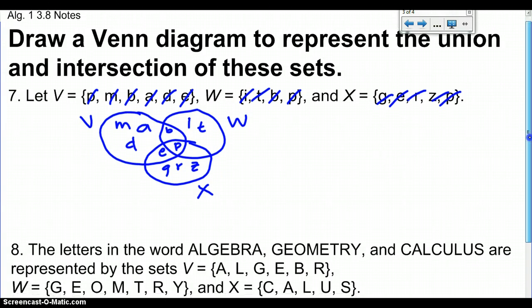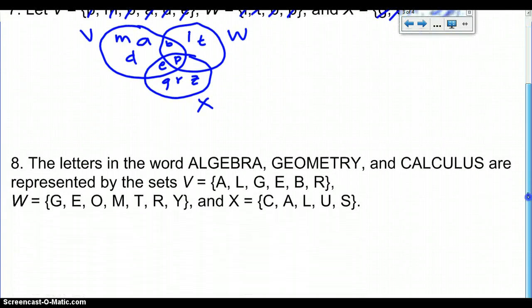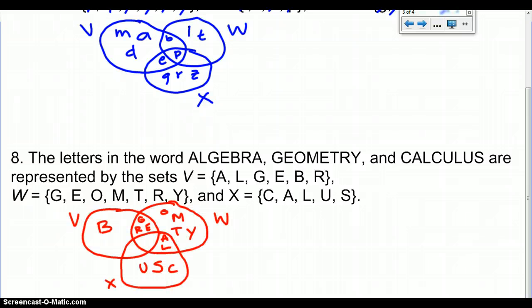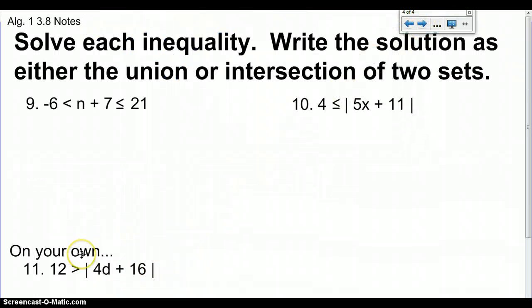So you guys can see the Venn diagrams. I want you guys to pause it, do number 8 on your own, and then we will come back and make sure we get all the letters in the same circle. Okay, you can see where I put all of my letters. You can pause it, or just look and make sure you have the same letters in the right circles in the right place. We're going to move on to number 9.